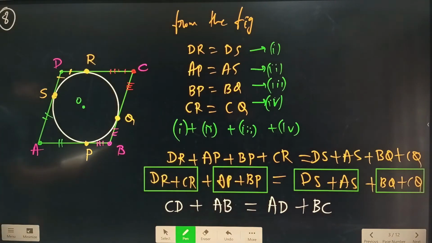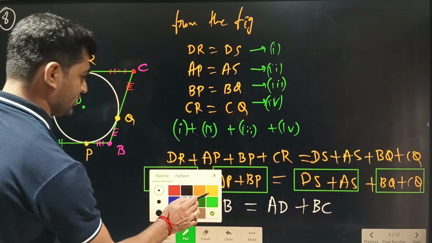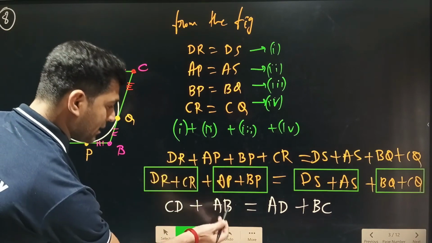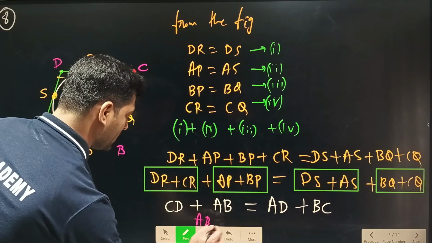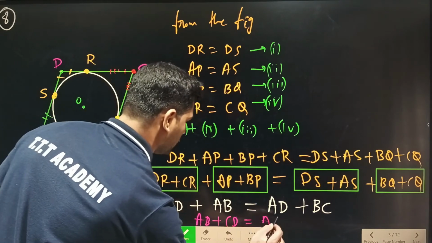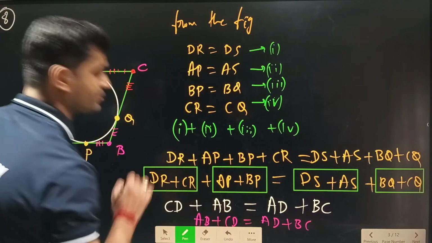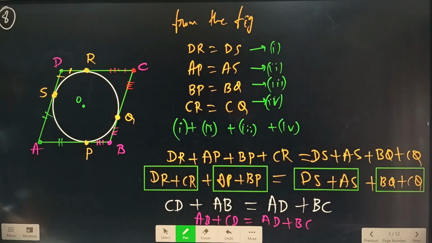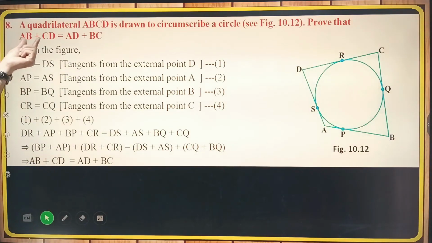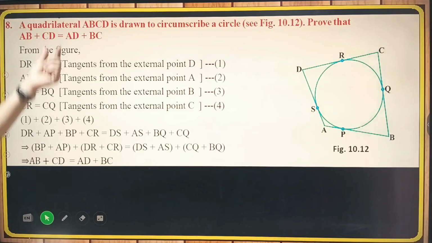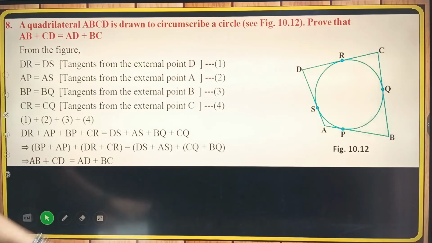What has he asked us to prove? AB plus CD equal to AD plus BC. Yes, therefore let's just interchange. If I write AB on this side, AB plus CD is equal to AD plus BC. I interchanged this to this side. So this is what I wanted to prove: AB plus CD equal to AD plus BC.